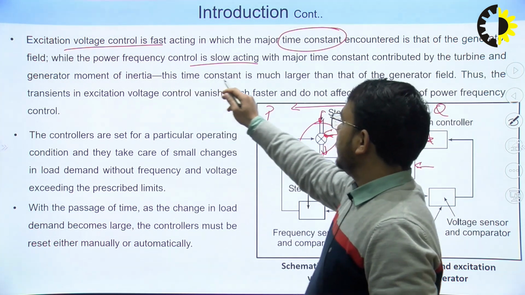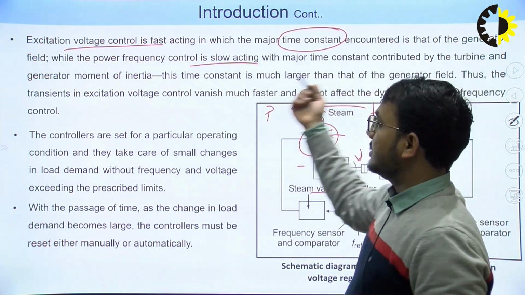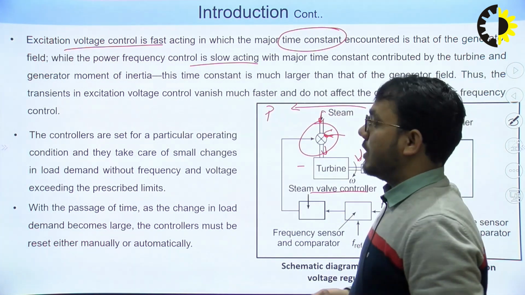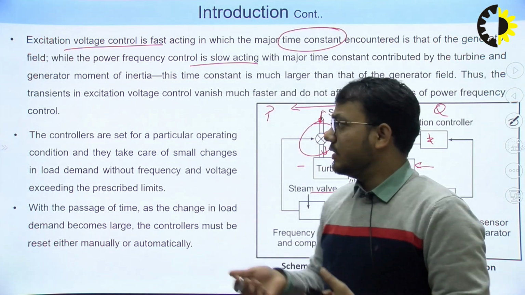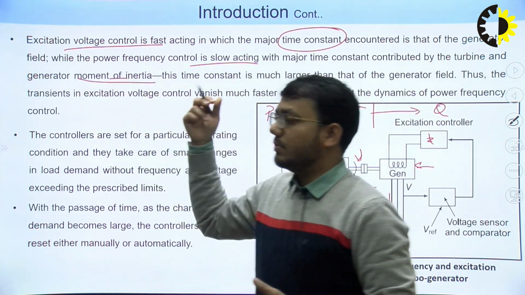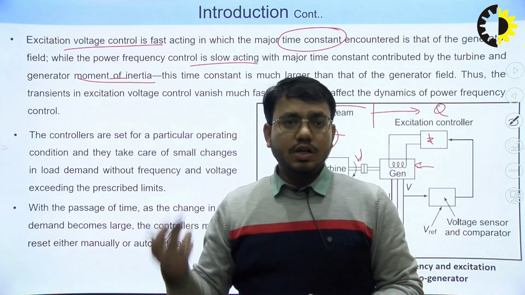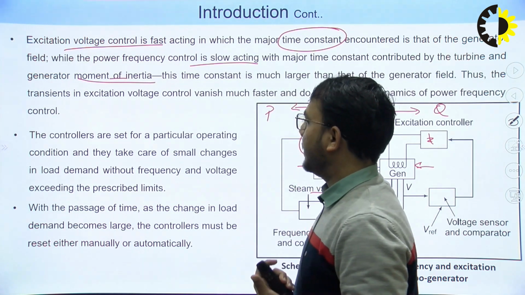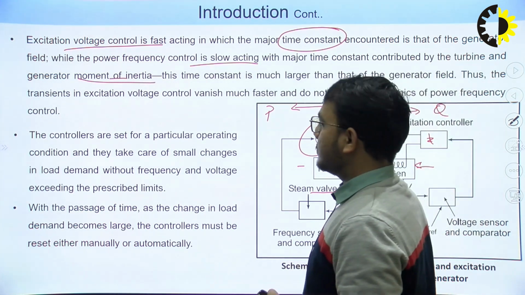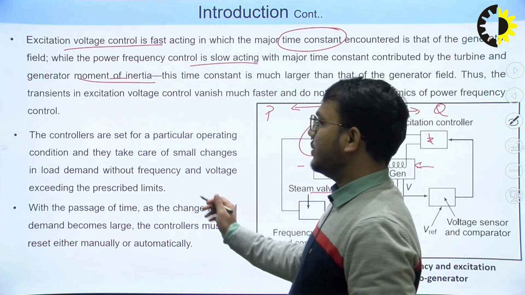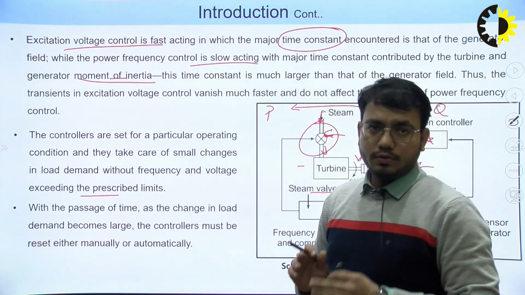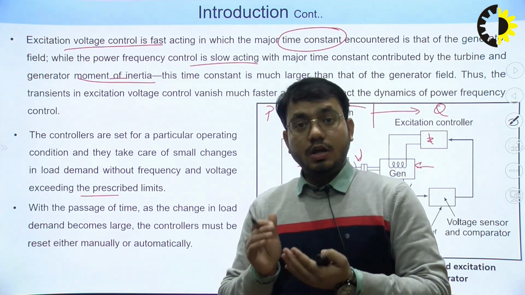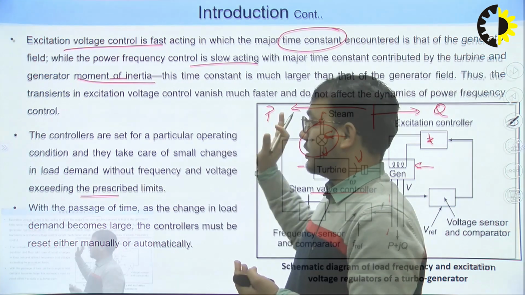Thus, the time constant is much larger than that of the generator field. Thus, the transients in the excitation control vanish much faster and do not affect the dynamics of the power frequency control, right? Whenever a mechanical device is there, mechanical motion is there, you will deal with moment of inertia, right? Now, the controllers are set for a particular operating condition, and they take care of small changes in the load demand without the frequency and the voltage exceeding the prescribed limits. So here we will be having some range, and in that range the operation of these controllers will be carried out.